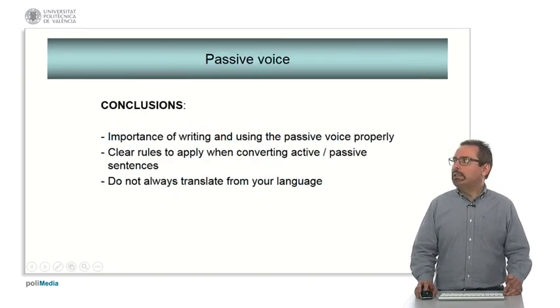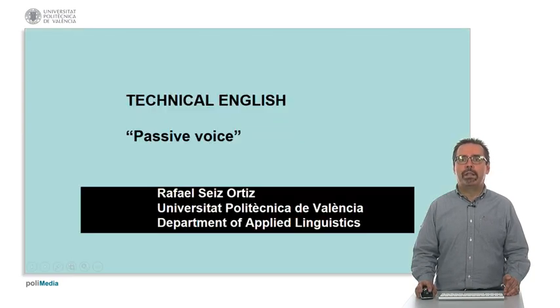As a conclusion, it is important to write and use the passive voice correctly in English, to know the rules to transform and convert active and passive sentences and the verbs. And you don't have to translate from your language. You have to actually use the corresponding passive construction in English, especially with two object verbs.